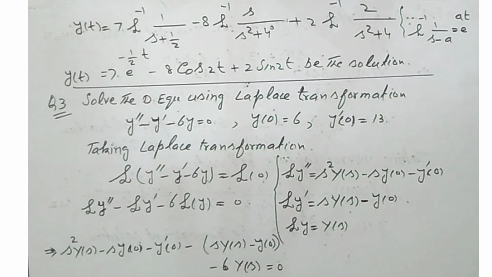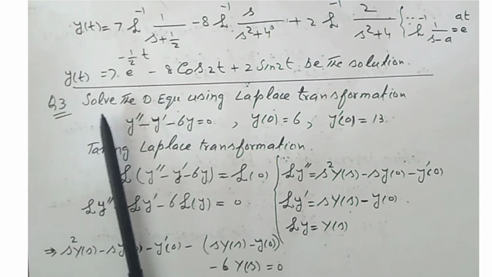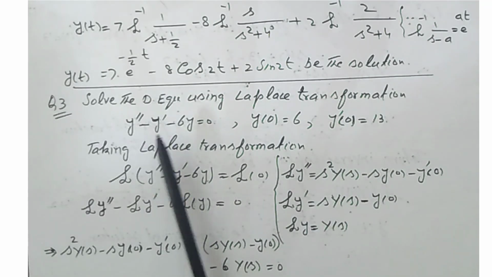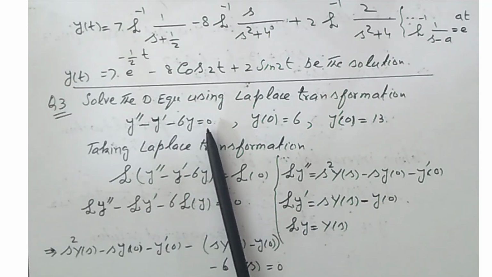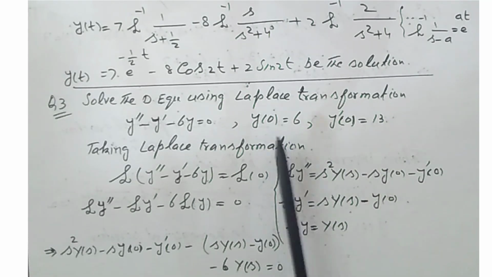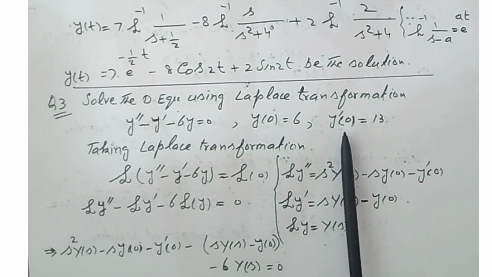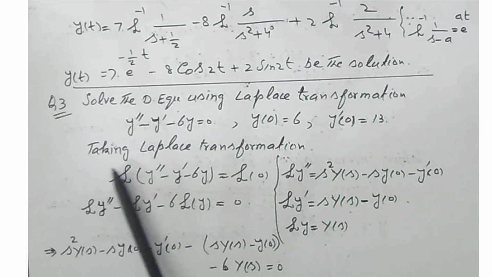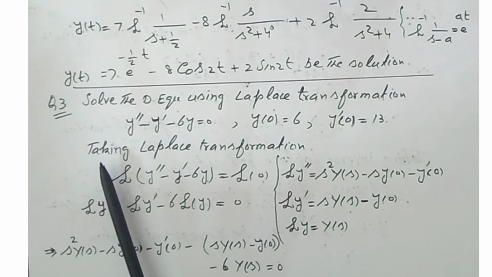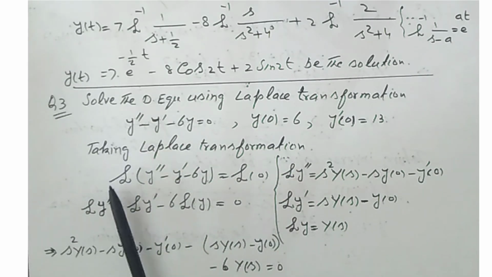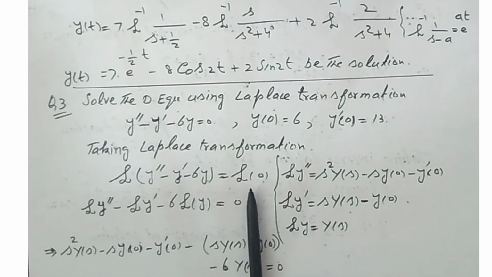Now question 3, solve the differential equation using Laplace transformation: y double dash minus y dash minus 6y equals 0. These are boundary value problems, with conditions y0 equal to 6, y dash 0 equal to 13. Now again we repeat the steps, taking Laplace transformation on both sides. This becomes Laplace of y double dash minus y dash minus 6y equals Laplace of 0.